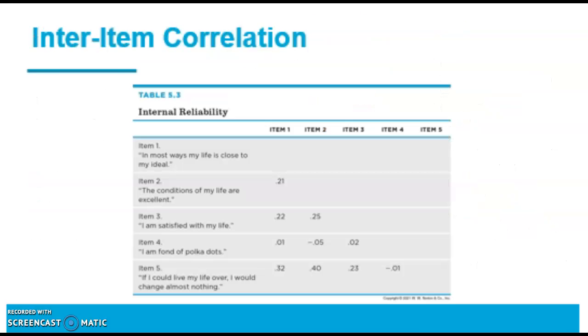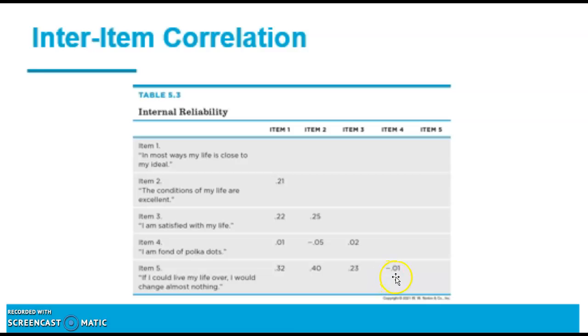All right, inter-item correlation. This table shows how researchers can test for internal reliability by having people answer different versions of a question and measuring the correlation between how people respond to the different questions. They can then compute the average inter-item correlation, AIC, which is the average of all the correlations between the different items. If the AIC, or Cronbach's alpha, is acceptable, then there is good internal reliability. We'll talk more about Cronbach's alpha later on.